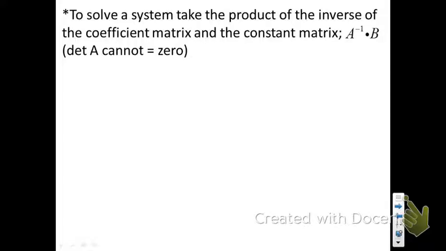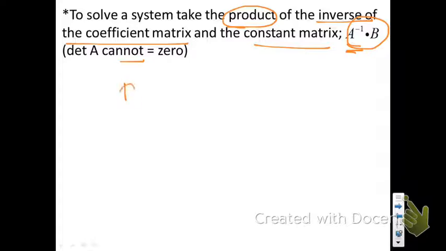To solve a system, you're going to take the product of the inverse. So we're going to multiply the inverse of the coefficient matrix and the constant matrix, and this is the notation that says that we're going to take the inverse of matrix A and multiply it by matrix B, as long as the determinant cannot equal 0. The determinant cannot equal 0 because if the determinant is 0, then we cannot find an inverse.